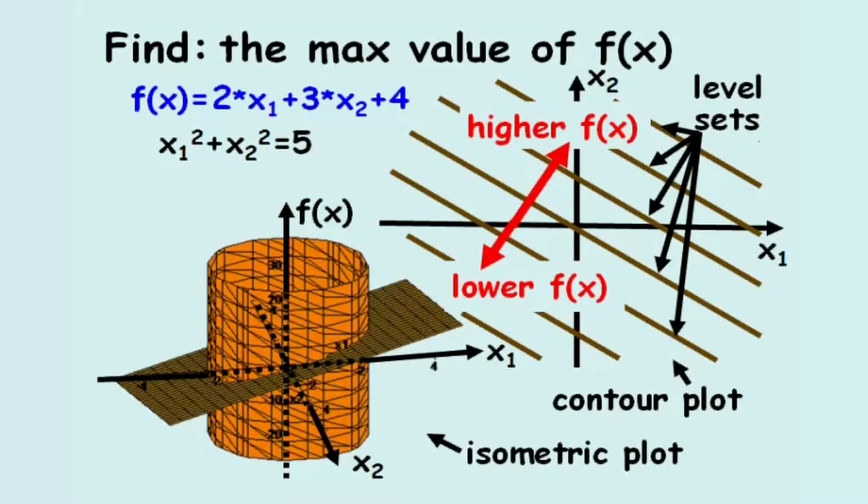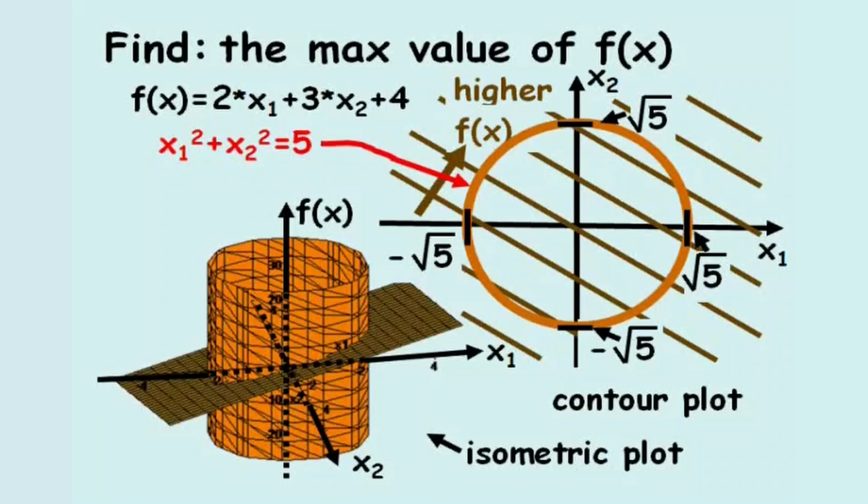Next, we'll plot our constraint, which appears as a circle in the contour plot, centered on the origin and having a radius of the square root of 5. Since our solution must lie somewhere on this circle, we'll choose the point on the circle with the largest value of f of x, which is at point x star. In other words, this point x star is located at the intersection of the circle and the level set having the highest value for f of x.